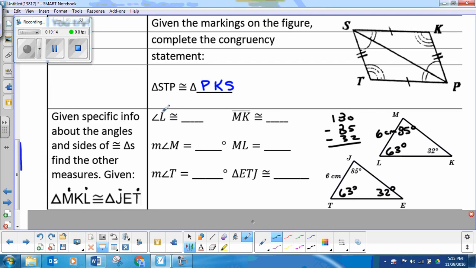Well, when they have an angle L and a congruency statement, we're talking about what the actual letter is that's creating whatever angle is corresponding to angle L. In our statement, you see that L is in the back and T is in the back. So the proper answer here would be that angle L is congruent to angle T.